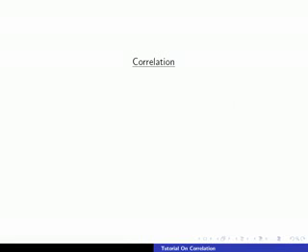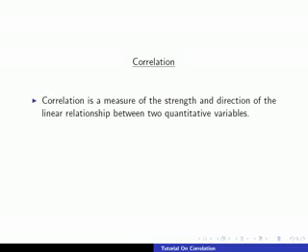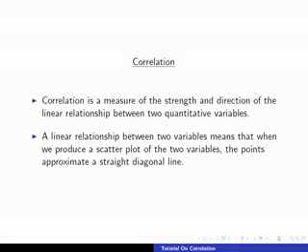The topic that we'll have a look at now is correlation. What correlation does is, if we have two quantitative variables, it measures the strength and direction of the linear relationship between them. So if two quantitative variables are linearly related, a scatter plot of the variables should show the observations roughly follow the direction of a straight diagonal line.